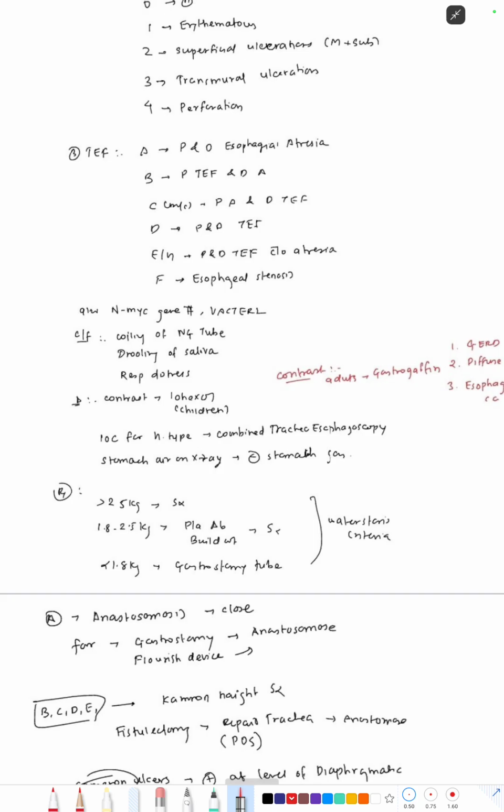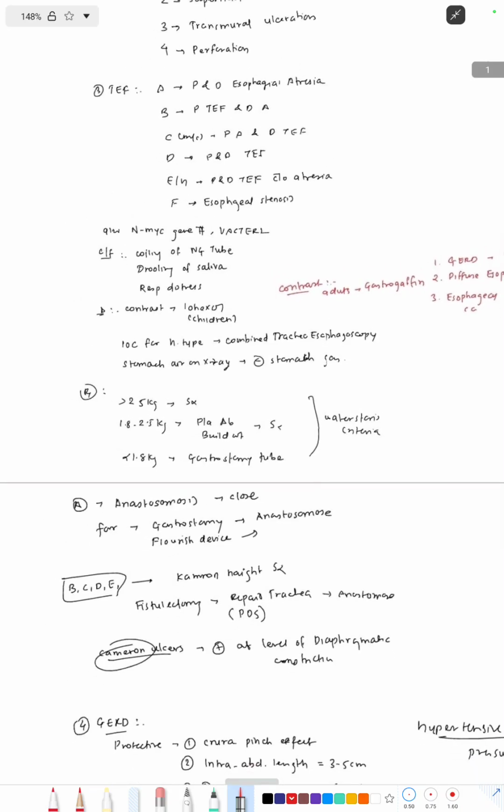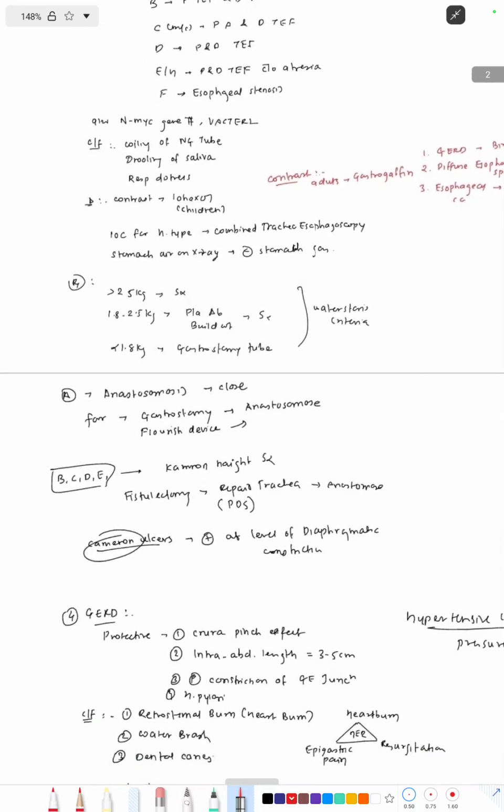Then the next is the management. The management is based on the Waterston's criteria. If the weight of the child is more than 2.5 kg, then upfront surgery is recommended. If it is 1.8 to 2.5 kg, then you have to build up the weight by giving prophylactic antibiotics and then go for surgery. While if the weight is less than 1.8 kg, then a gastrostomy tube is applied and then go for the management.